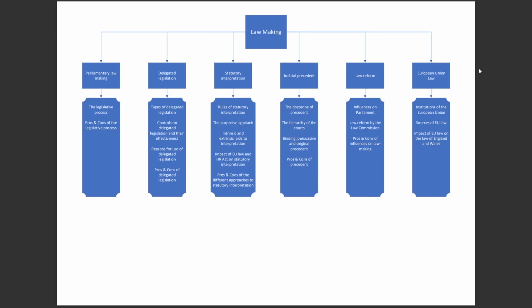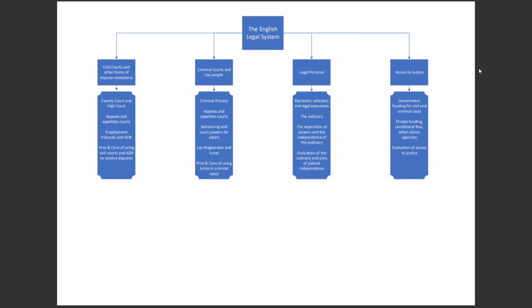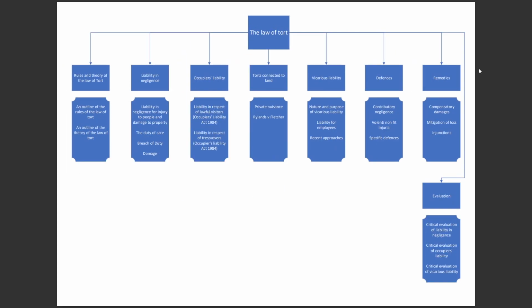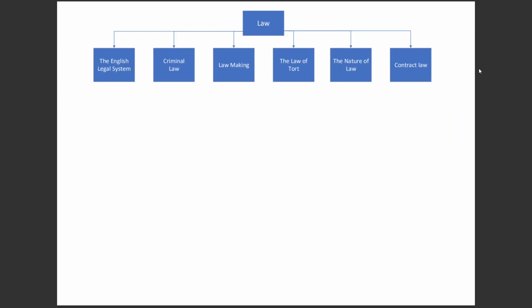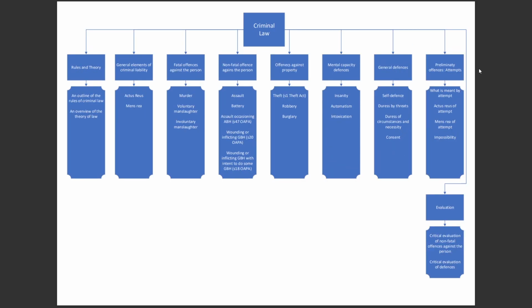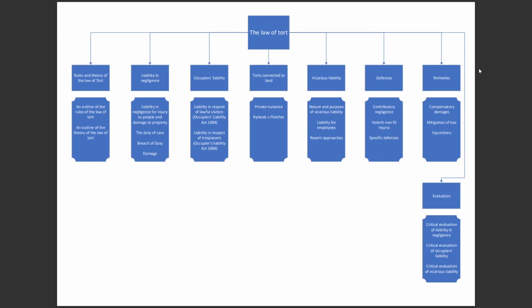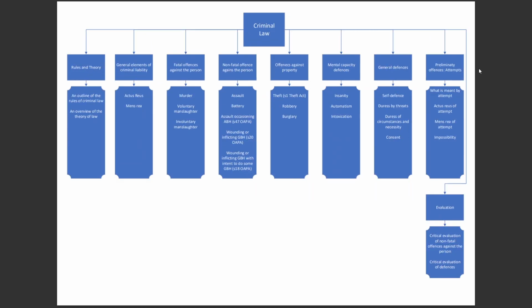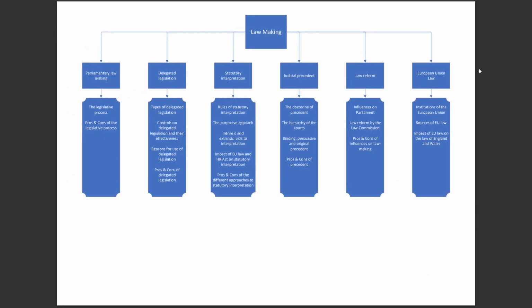Now from here, what you do is you memorize each and every one of these subtopics, the names of all these subtopics: English legal system, criminal law, lawmaking, law of tort, and then you memorize what falls under each one. So for lawmaking, that's parliamentary lawmaking, delegated legislation, statutory interpretation, judicial precedents, law reform, European Union law. Then you should memorize what comes under each and every single one.